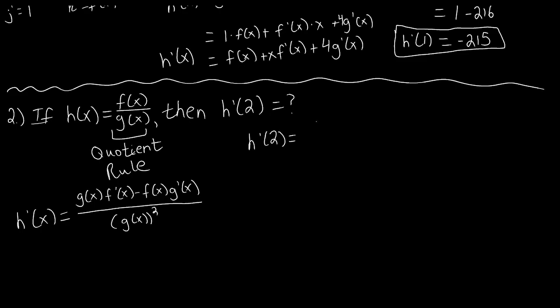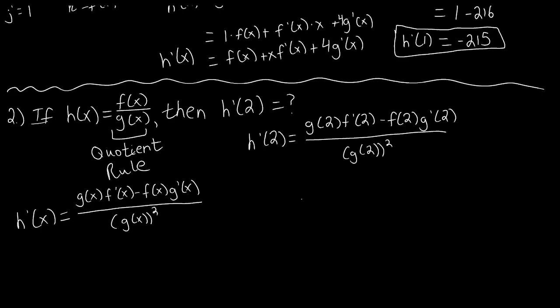So in h prime of 2, all the x's that we wrote in the first step become 2's. So we get this times g prime of 2 all over g of 2 squared. And then we go ahead and reference our table back to know what values to plug in for where. So we know g of 2 is 16, f prime of 2 is 2.